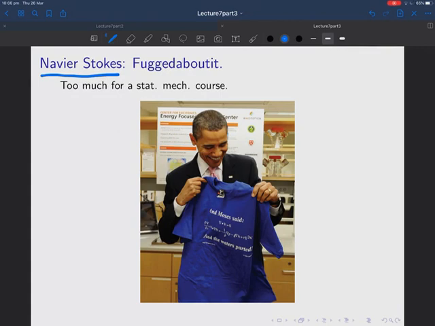However, this is a statistical mechanics course and not a course on hydrodynamics. And so these equations here are not going to be our focus. We'll leave those to Barack Obama. He's a clever guy with a lot of time on his hands and he can try and solve them by himself. But we're not going to write down the full Navier-Stokes equations. Well, we'll write them down, but then we won't use them.